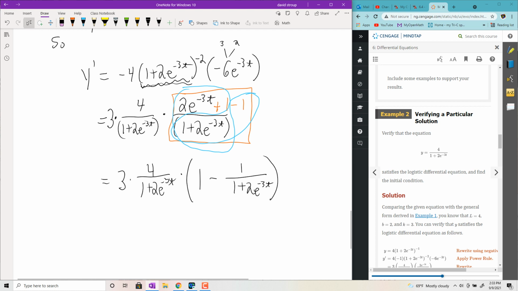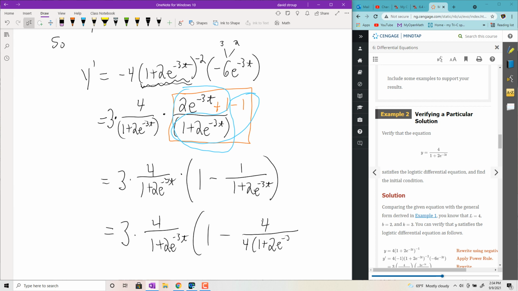So you could cheat a little bit by multiplying by 4 over 4 on that second term inside the parentheses. So I get 1 minus 4, and then put a 4 in the denominator as well, right? So 4 over 4 is just 1, so it's no big deal. Over 1 plus 2e to the negative 3t.